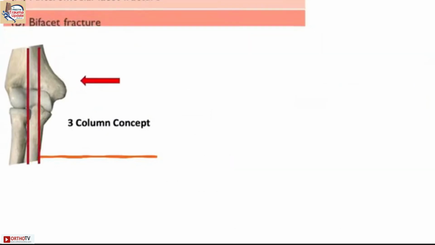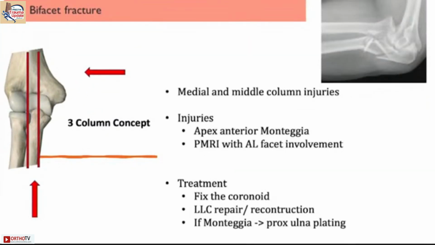Facet fragments less than 5 millimeters may be ignored. In type B, it's a bifacet fracture, and it involves 2 columns. If you see, the injury moves from medial to lateral. So the columns are middle and medial, and these are apex anterior Montagia fractures. These are treated by fixing the ligament and the fractures of the proximal ulna.